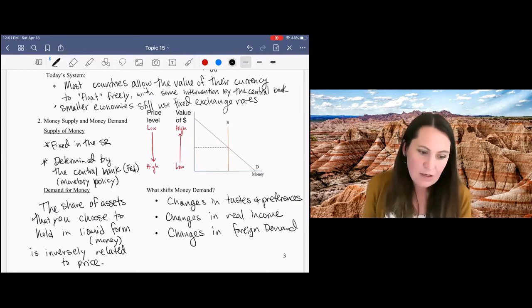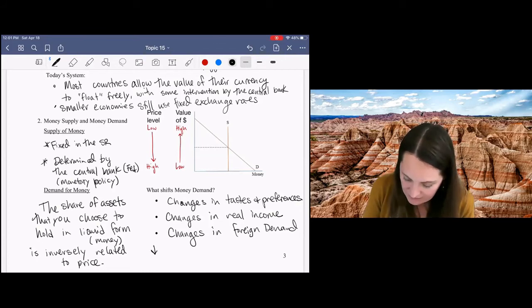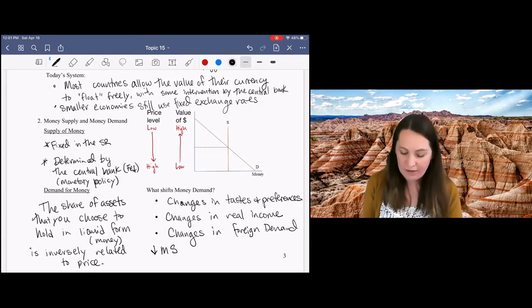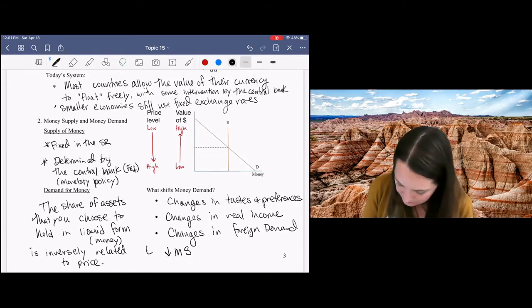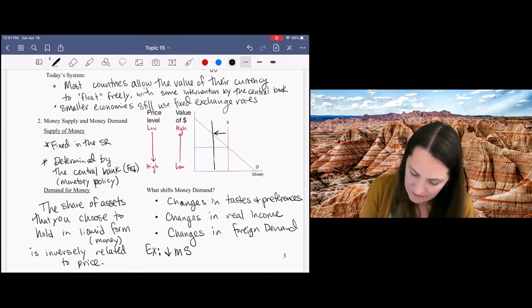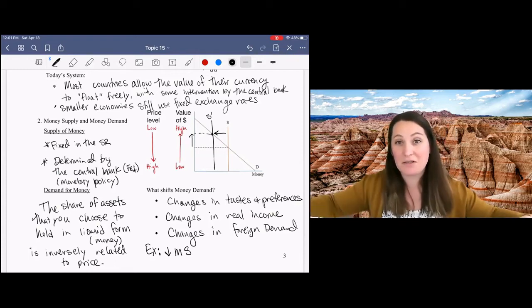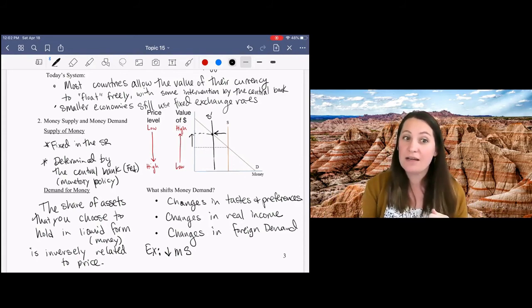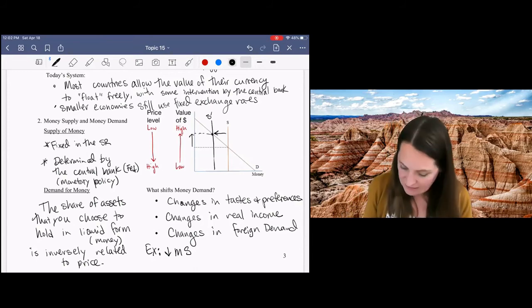All right. So let's just do a quick example here. How would a decrease in money supply affect the value of a dollar and the general price level? Well, we have a decrease in money supply. That's going to increase the value of a dollar. There are fewer dollars out there circulating, so the value of each dollar will increase, meaning each dollar buys a lot more stuff, so the price level would be decreasing.